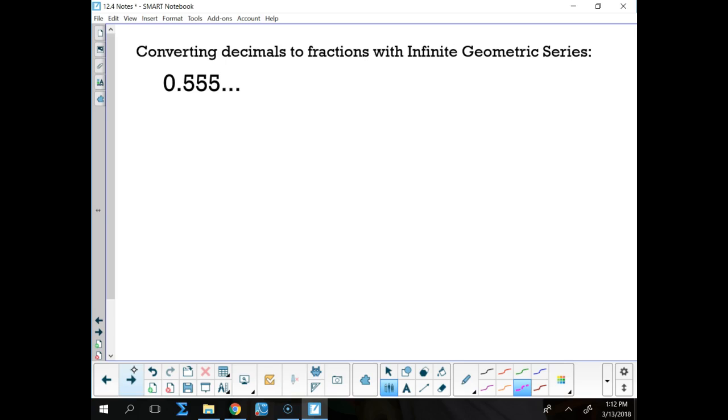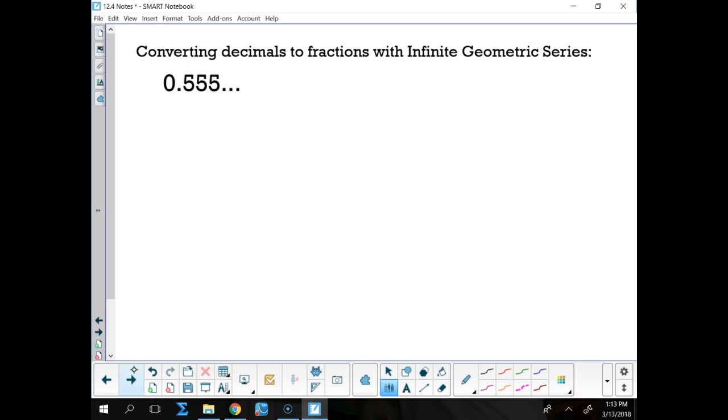Okay? 0.1 repeating is 1/9. 0.2 repeating is 2/9. 0.3 repeating is 1/3. 0.4 repeating is 4/9. 0.5 repeating is 5/9. 0.6 repeating is 2/3. 0.7 repeating is 7/9, and so on and so forth. Okay? So let's see how we get there with this.